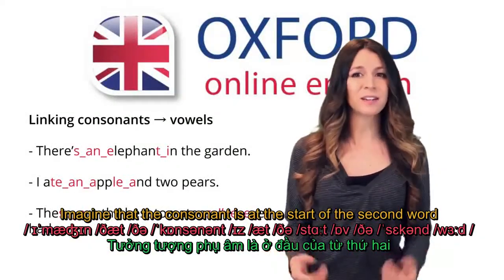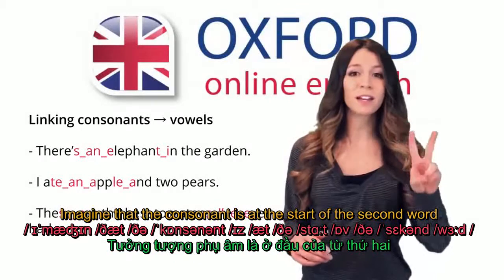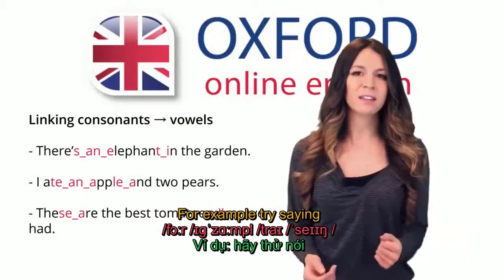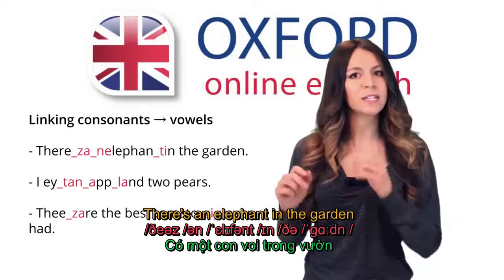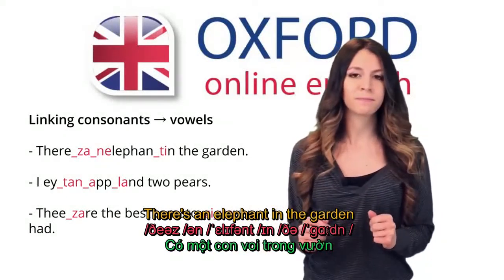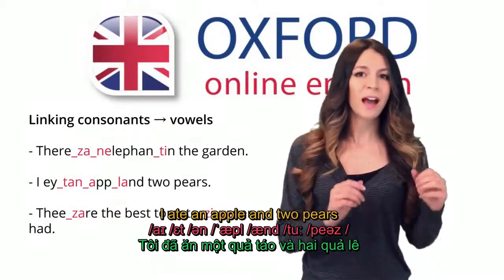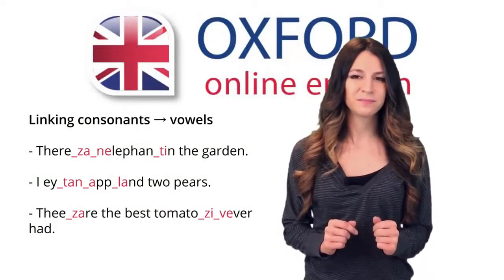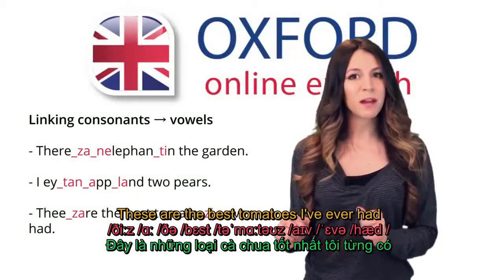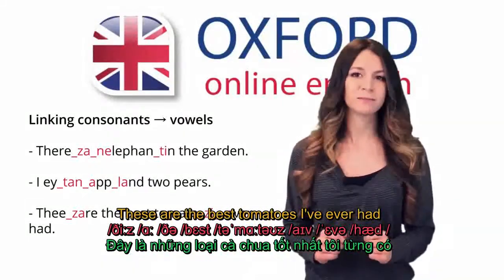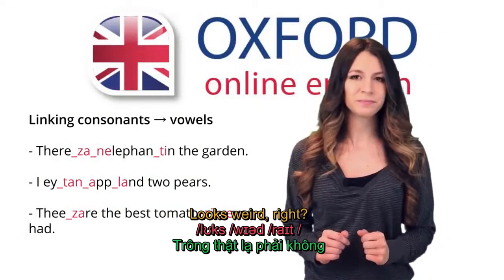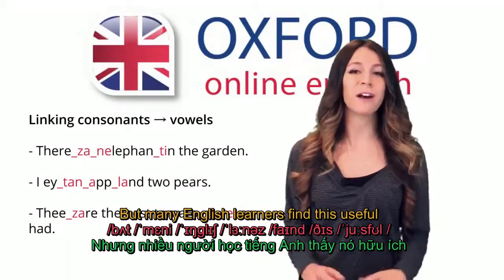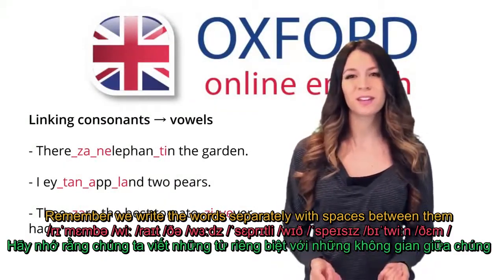Imagine that the consonant is at the start of the second word. For example, try saying, "There's an elephant in the garden." I ate an apple and 2 pears. These are the best tomatoes I've ever had. Looks weird, right? But many English learners find this useful.